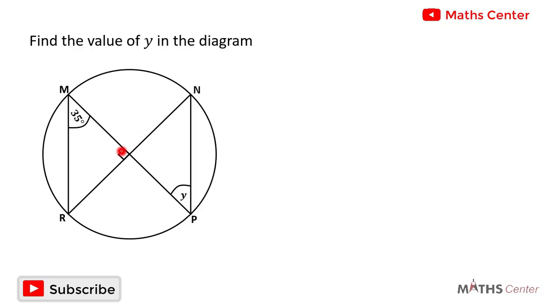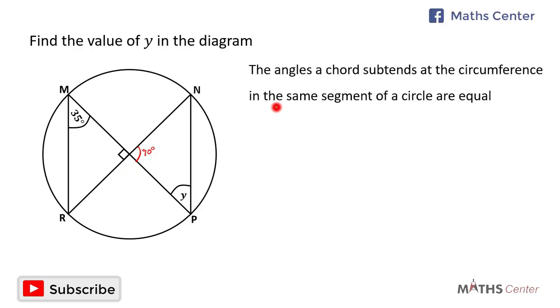The angle formed here and the angle formed here are vertically opposite. We know that vertically opposite angles are equal. So if the value of this angle here is 90 degrees, then the value of the angle here is also 90 degrees.